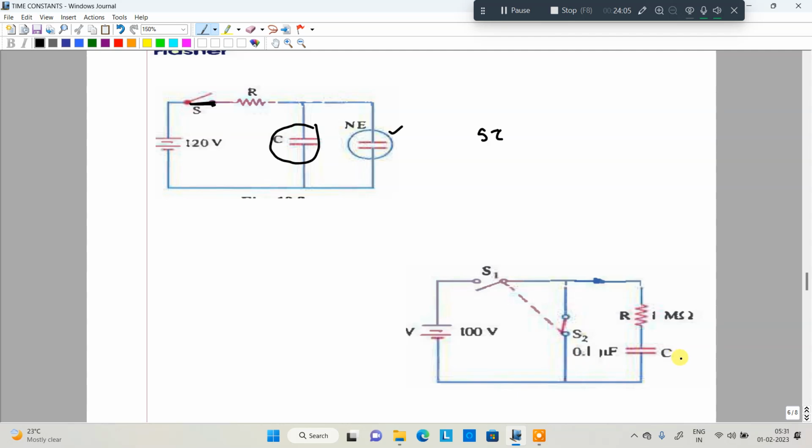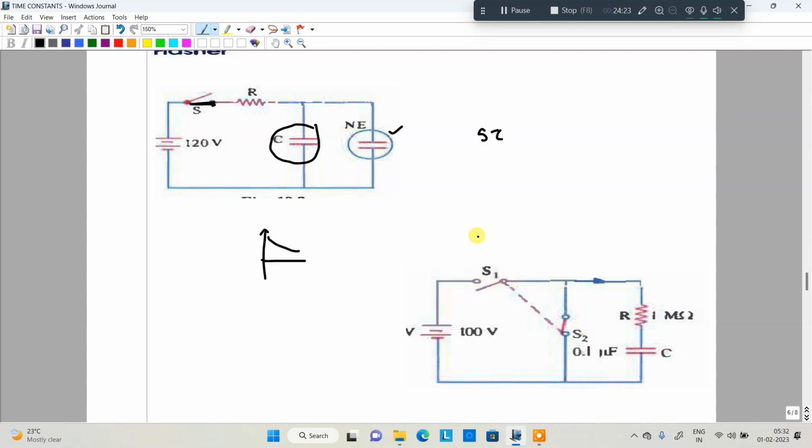The capacitor is connected to the neon lamp. Whenever the capacitor is connected to the neon lamp, it works as a bulb until the capacitor voltage falls in time to the minimum value. Whenever it reaches the minimum value, the light will be in the off state.